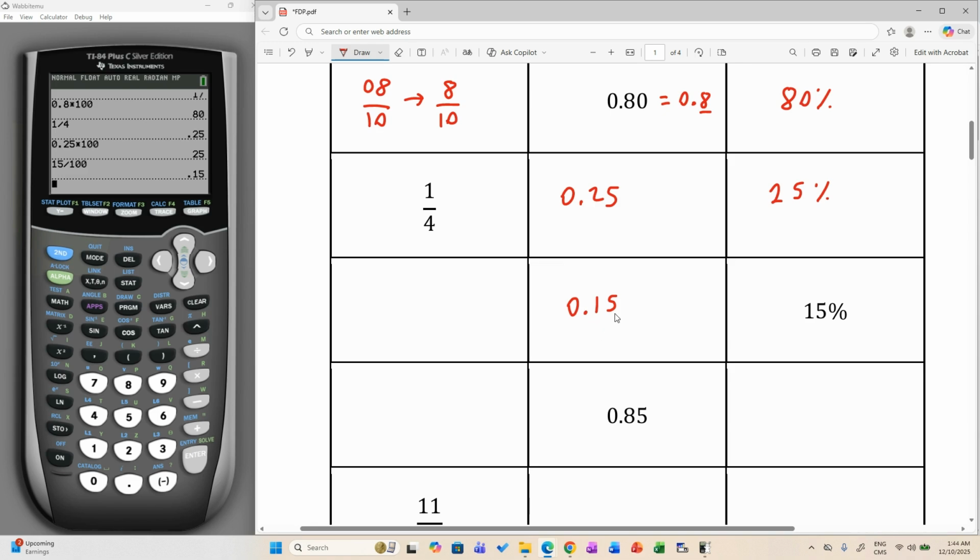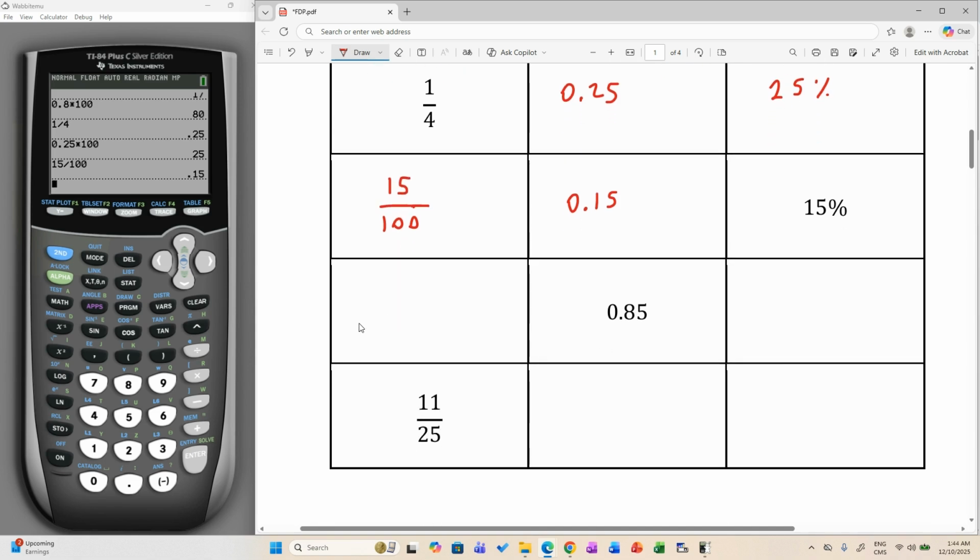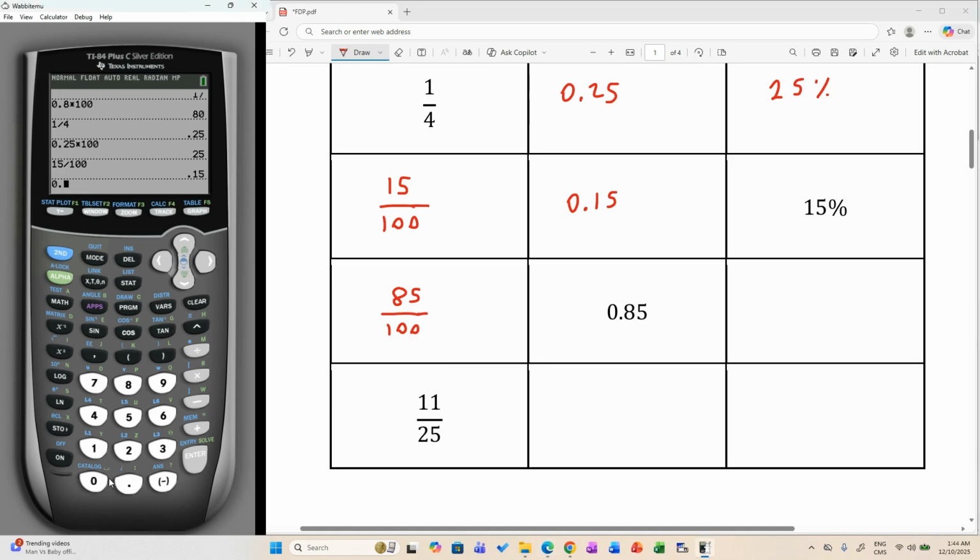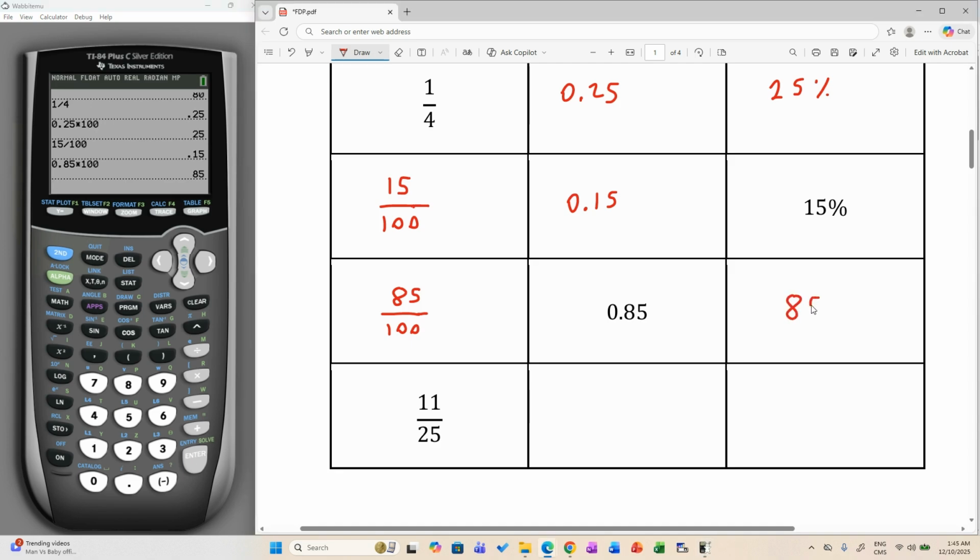Now for 0.15, because the 5 is in the hundredths place, this is simply going to be over 100. And on the top, I have 15. So I have 15 over 100 here. Okay, 0.85, let's convert it to a fraction first. The 5 is in the hundredths place, hence this answer is going to be over 100. And since I have 0.85, I just write 85 on the top, so I have 85 over 100 as a fraction. Now, for my percent, I simply type in 0.85. I'm going to multiply it by 100, get an answer, and simply add the percent symbol. So I get 85. I'm going to add the percent symbol.